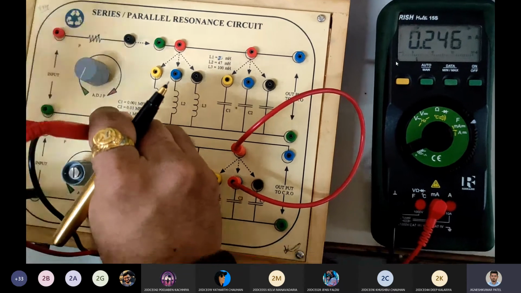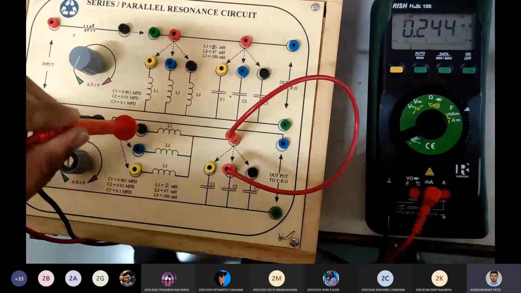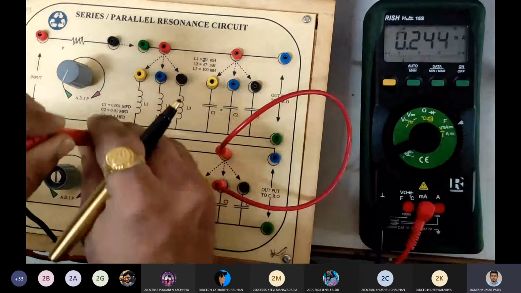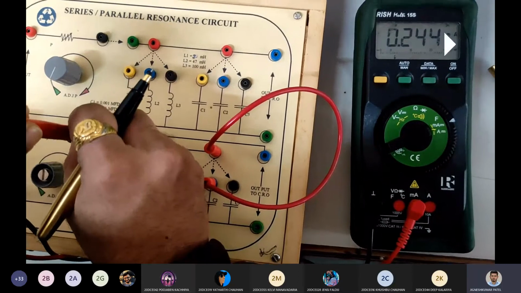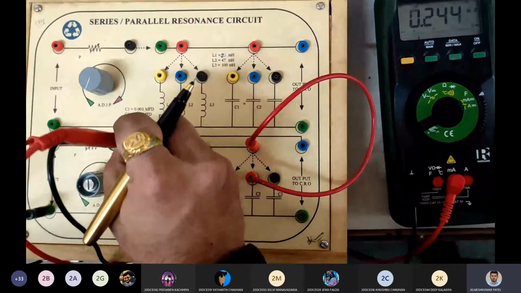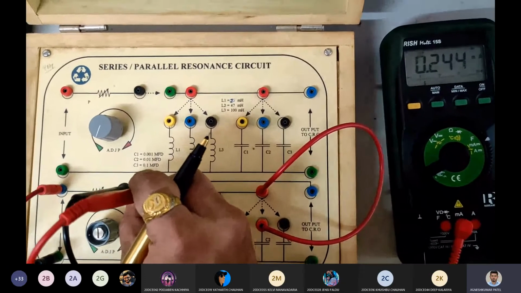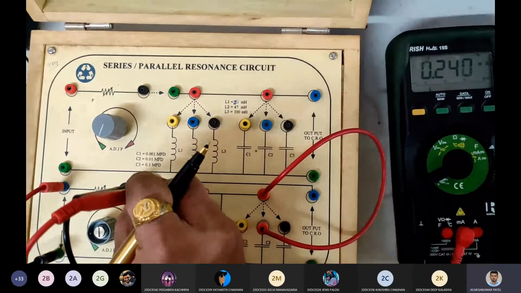Now 34, it is 244 milliampere. So you can see at 33 and 34 it is almost constant. Okay, so it may reflect that it has reached the maximum value of the current. Now we are again increasing the frequency, it will be 35.